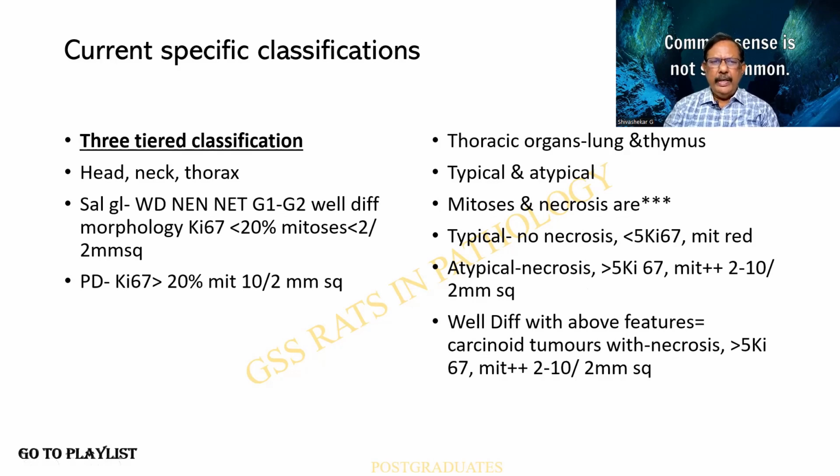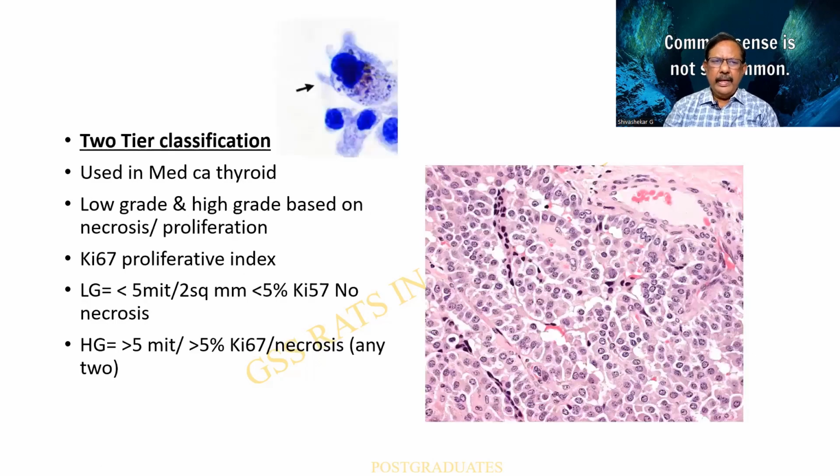I would like you people to kindly go through it. Even otherwise, if you do mention these three parameters, it is more than enough. Based on this, they have differentiated into well differentiated, moderately differentiated, and poorly differentiated. Then there is a two-tier classification. Three-tier is used for the head and neck and for the thorax, whereas the two-tier is mainly used for the medullary carcinoma of the thyroid. Here again, it is divided into low grade and high grade based on the necrosis and the proliferation. This much, if you people can mention, is sufficient.